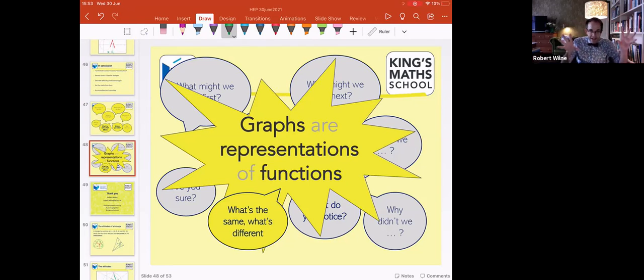So really connecting graphs and functions. They're too often seen, I find, by students as different chapters, so different topics. They're not. They're flip sides of the same coin. Hence, what's the same, what's different about a graph and a function? Part of the answer being the graph is the representation of the function.